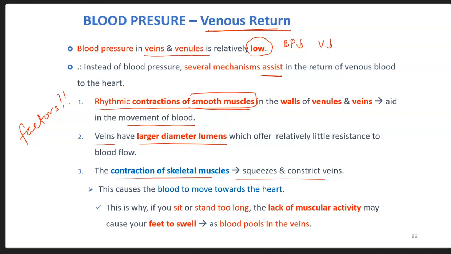This is why if you sit or stand too long, the lack of muscular activity may cause your feet to swell as blood pools in the vein. So we cannot just sit or lie down for 24 hours. You have to move, you have to increase your blood circulation through increased activity, movement.